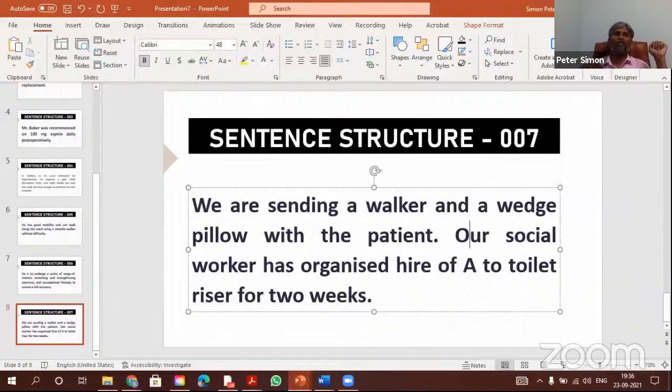A walker and a wedge pillow are provided, whereas a toilet raiser has been hired for a fortnight. Finished. So simple. These two sentences are joined into one sentence. This is a B grade sentence. If you write as it is, you will get B grade. Again, if you make mistakes in this, you will get C grade.